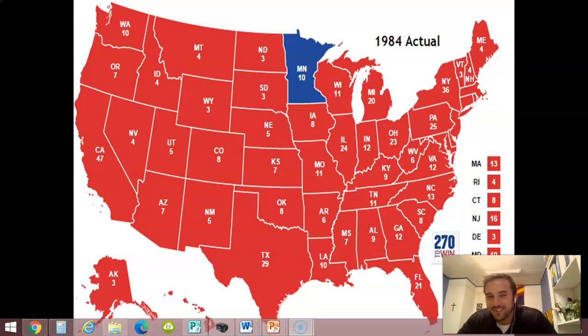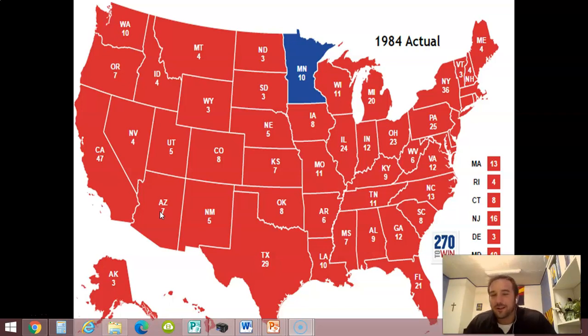Not very close. Now, this is the year I was born, which is why I put this in here. And you can see some big differences. I mean, look at Arizona and Florida. Way less electoral college votes. I mean, again, this is what, 36 years ago, if quick math serves me correctly.